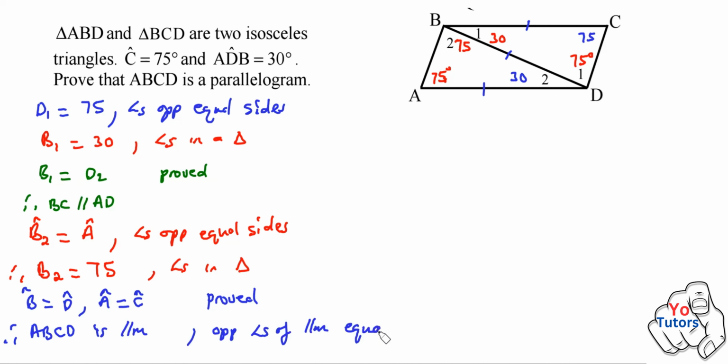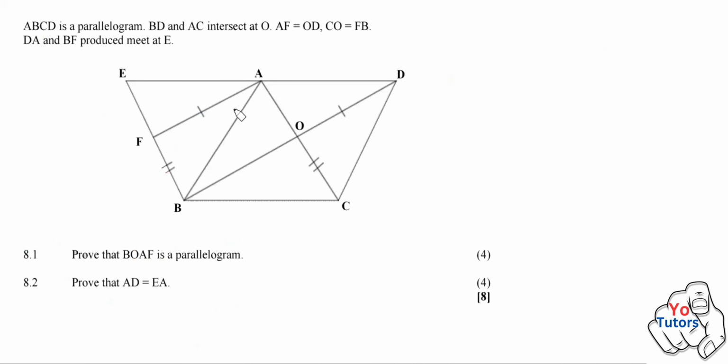So this is how you are supposed to prove, guys, when you're proving that a shape is a parallelogram. Let's go on and see our last question. ABCD is a parallelogram. If it's a parallelogram, we can now safely put this. I like doing this because we are given that, so why not put it up also?